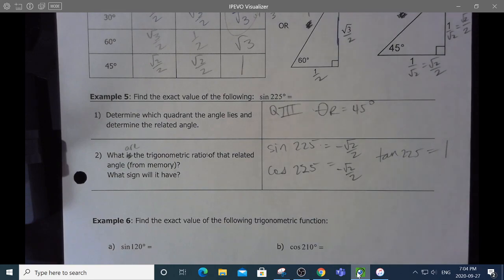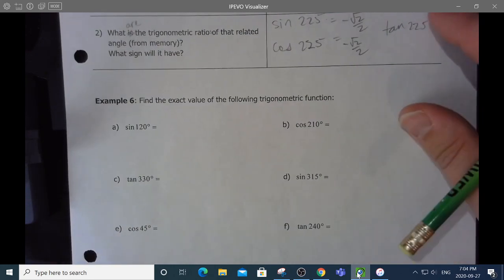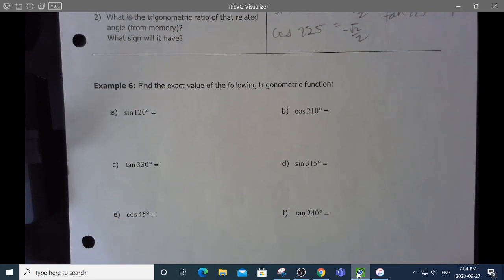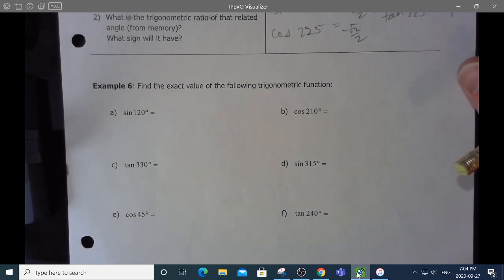Okay, so example 6. Find the exact value of the following trigonometric functions. I would actually recommend that you pause the video and try it for yourself, and then I'll get back to you in a minute. Okay, did you try them all?